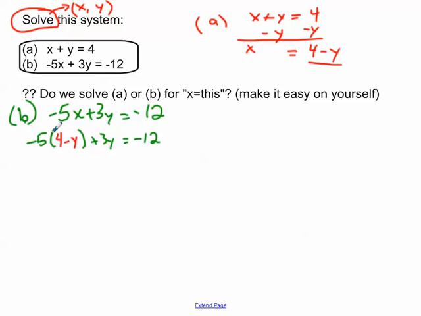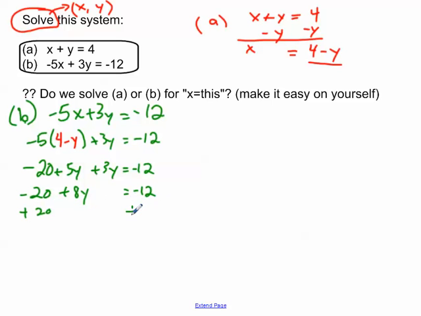We do that by distributing first. Negative 5 times 4 is negative 20. Negative 5 times negative y is negative times a negative is a positive. 5y plus 3y doesn't change, equals negative 12, doesn't change. Now we combine like terms. Negative 20 plus 8y equals negative 12. And we move the terms over to the right side, the constant term, by adding 20.